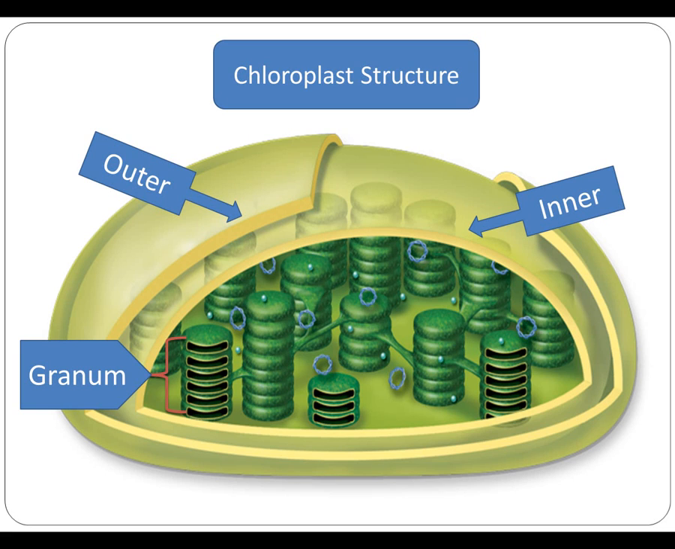Inside of the chloroplast, we identified that we can have these stacks of flattened membranes. One would be called a granum, or you could look at them all together, they would be grana, plural. What are the grana comprised of? Thylakoids. Each little flattened disc is a thylakoid.